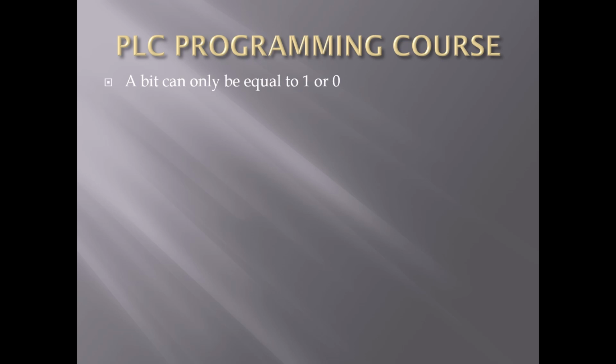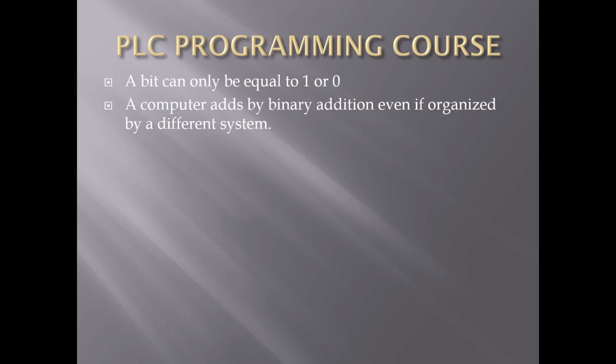A bit can only be equal to 1 or 0. A computer does binary addition even if the data is organized by a different system. Binary condition 0 plus binary condition 1 equals binary 1.